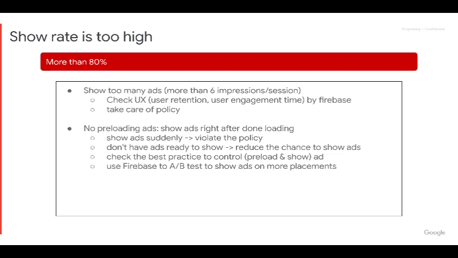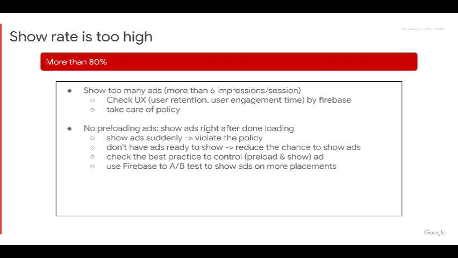Another reason why a show rate might be too high is that you show ads right after they're done loading, or you show ads suddenly. So again, check the best practices to control ads. When we talk about control, it's all about preloading and then showing the ads. And again, you can use Firebase to A/B test to show ads on the right placements.